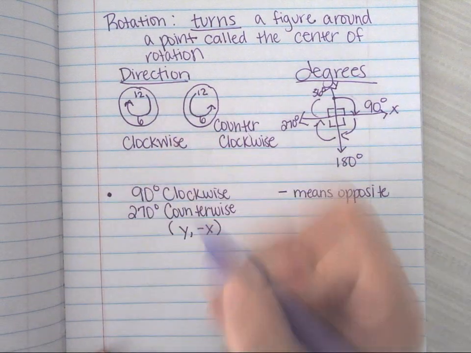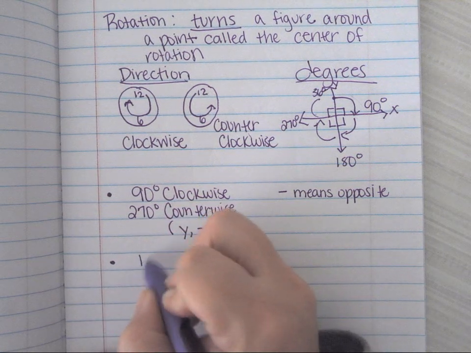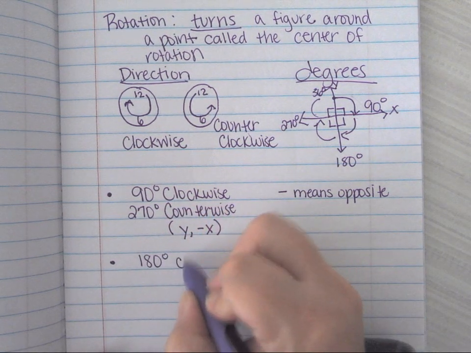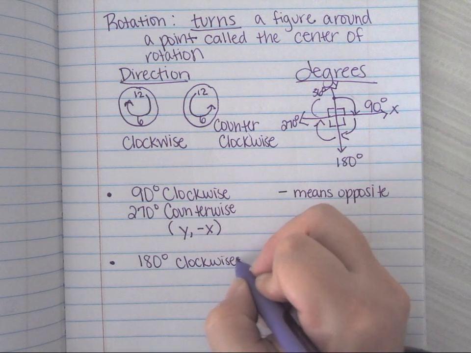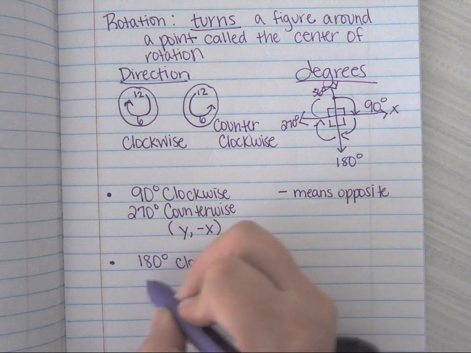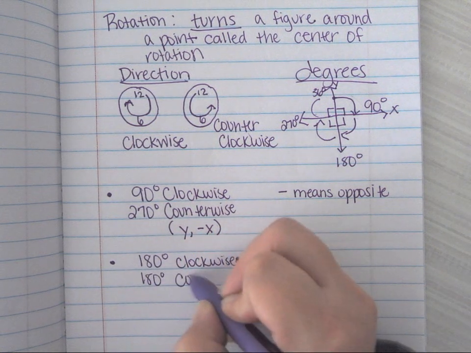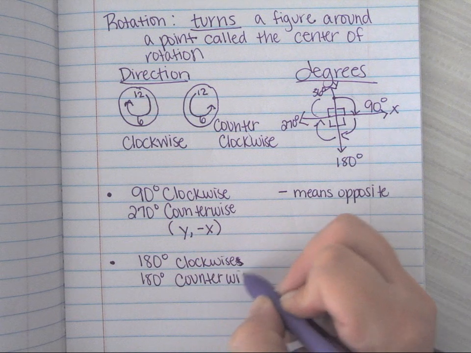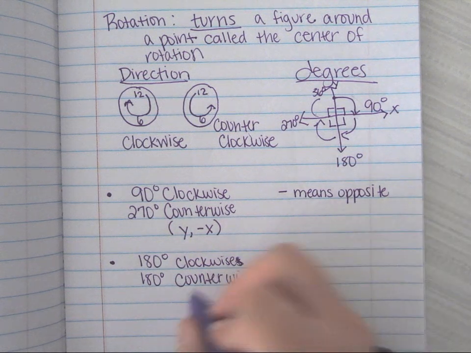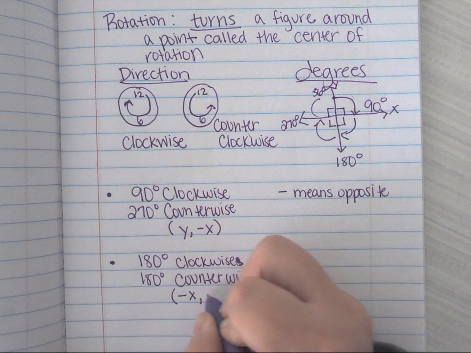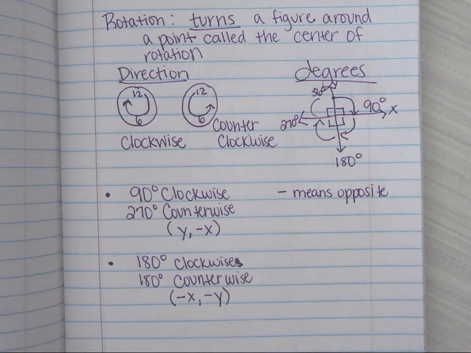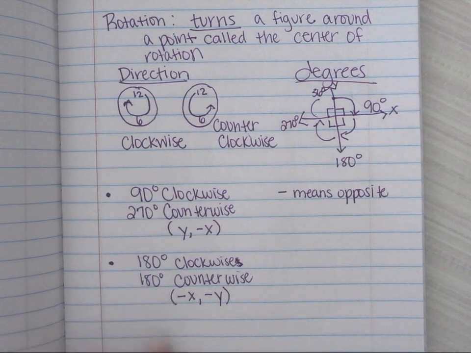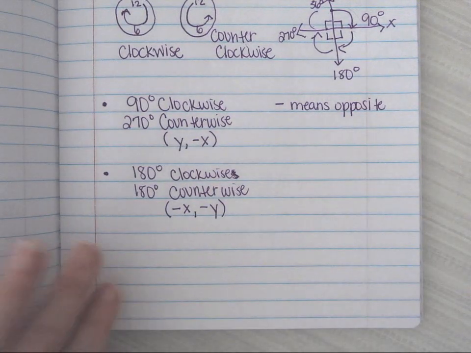That's our first one. Our second one, if we do 180 degrees clockwise or 180 degrees counterclockwise, either way, for 180 degrees, you do the opposite of x and the opposite of y. So you're taking each point, your x and y points, and you're moving them this way. Okay, then you'll regraph it.